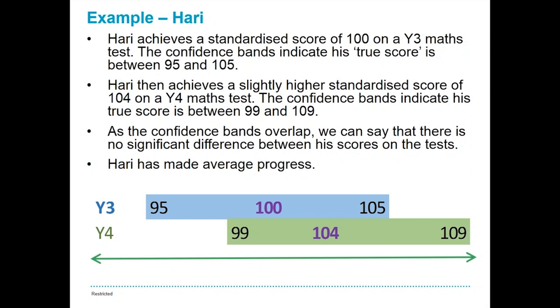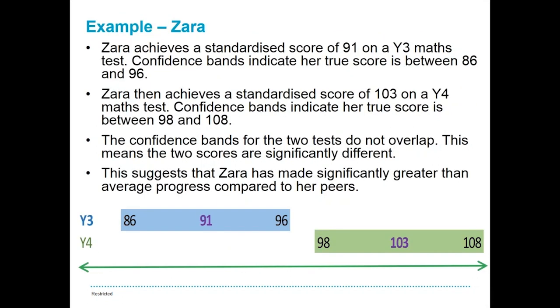Another example is Zara. Zara achieves a standardised score of 91 on a Year 3 maths test. Confidence bands indicate her true score is between 86 and 96. Zara then achieves a standardised score of 103 on her Year 4 maths test, and confidence bands indicate her true score is between 98 and 108. Now here, the confidence bands for the two tests do not overlap, and this means the two scores on the two assessments are significantly different. So this suggests that Zara has made significantly greater than average progress compared to her peers.